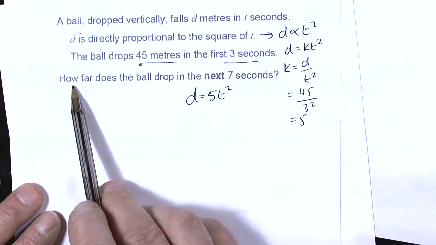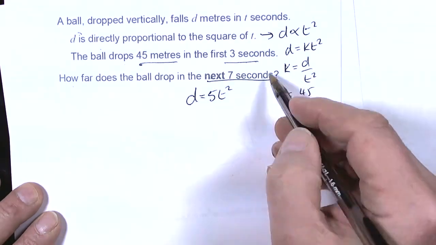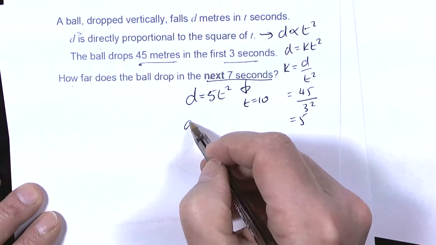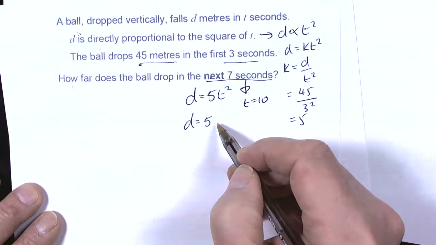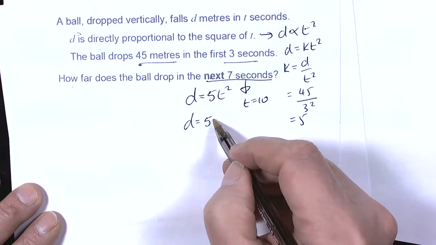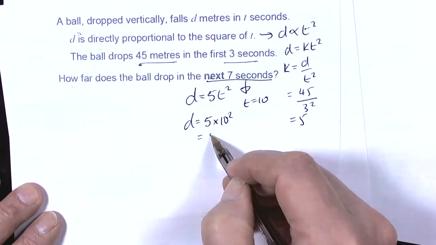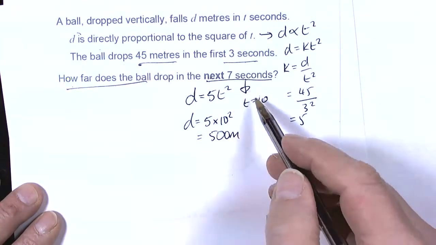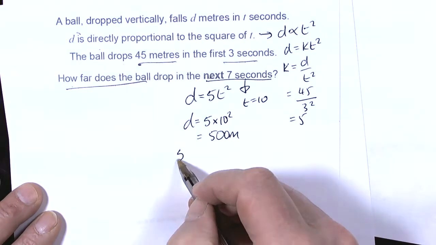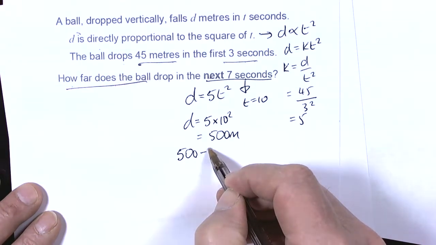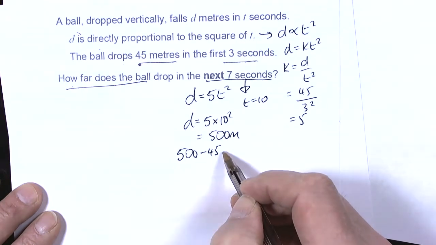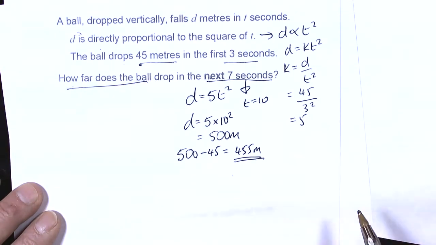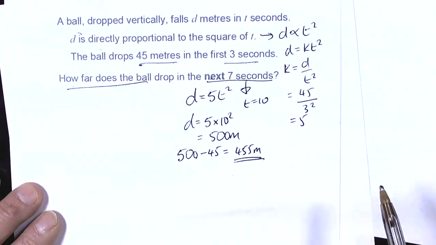Just got to be careful with this question because it says how far does the ball drop in the next 7 seconds. So that's telling us that we're now dealing with t as 10. So the depth of the ball will be, or the fall will be 5 times 10 squared, which is going to be 500 metres. But the question says how far does the ball drop in the next 7 seconds. So to finish off the question, we're going to have to do 500, take away the original 45 metres that it fell in the first 3 seconds. So we're going to get 455 metres. So that's the answer to that particular question.